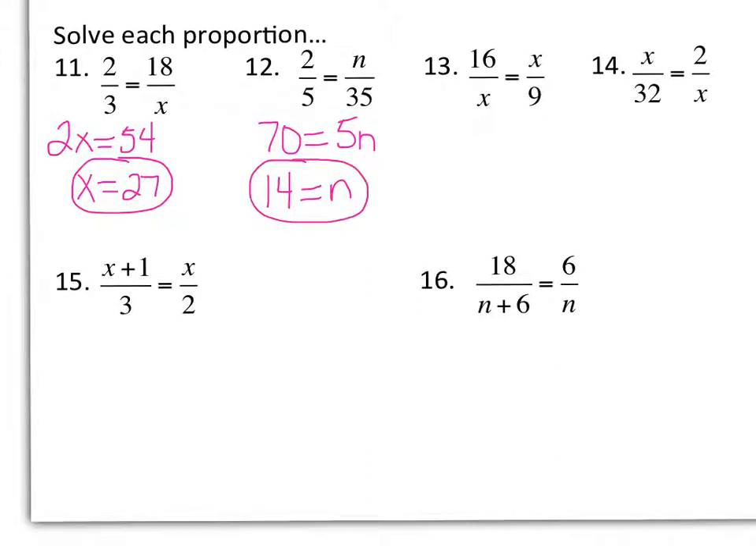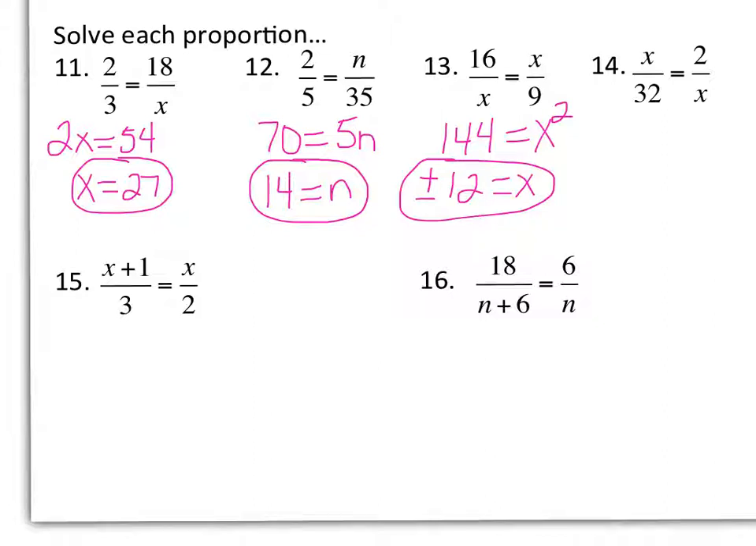In 13, 16 times 9 is 144. x times x is x squared. Now, to solve for x, we will take the square root. Square root of 144 is positive or negative 12. So that equals x.